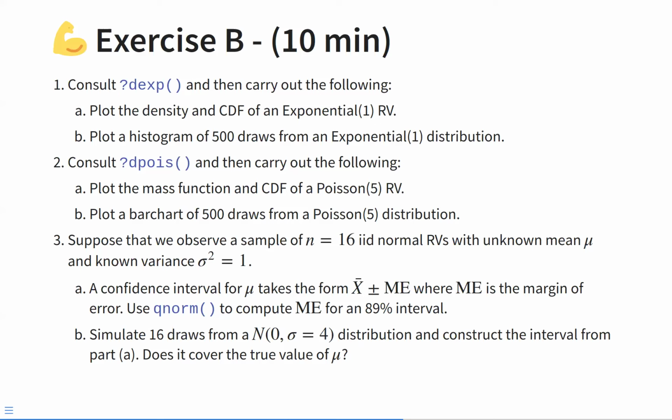And finally, you're going to make a little confidence interval of your own using some random draws from this normal distribution, and you're going to see whether they actually result in an interval that covers the true value of mu, the population mean.